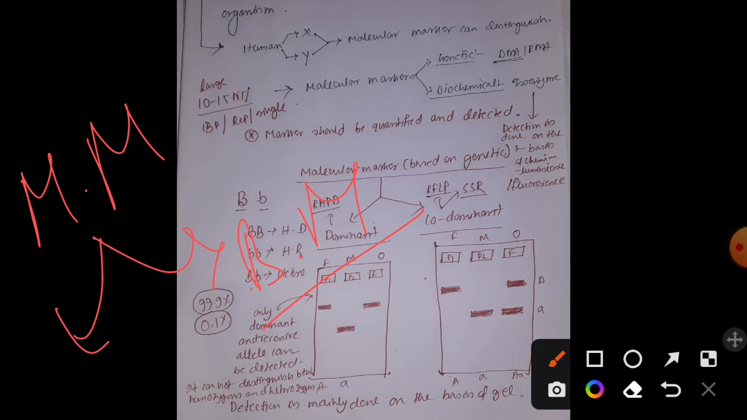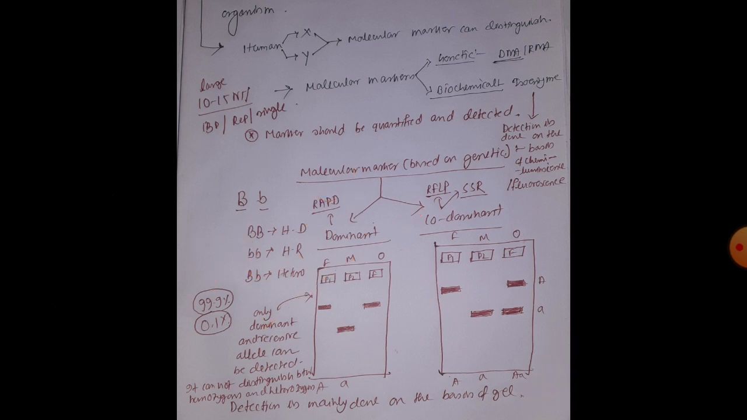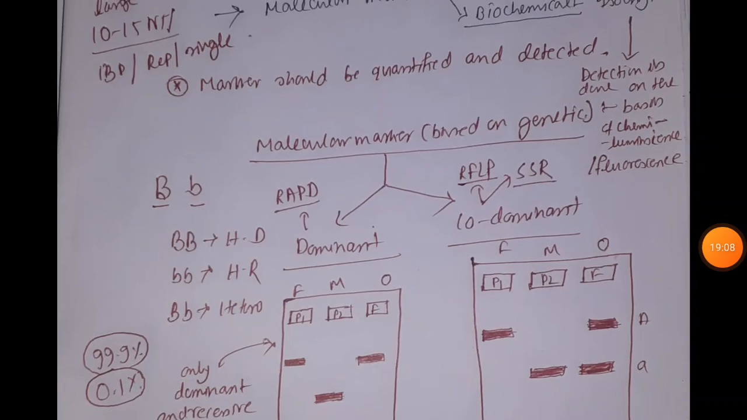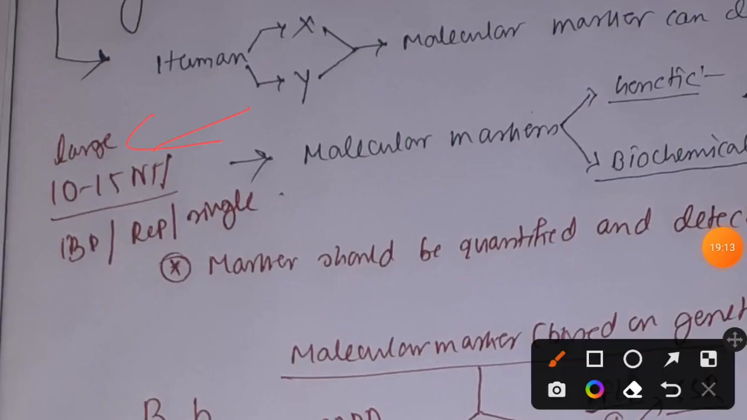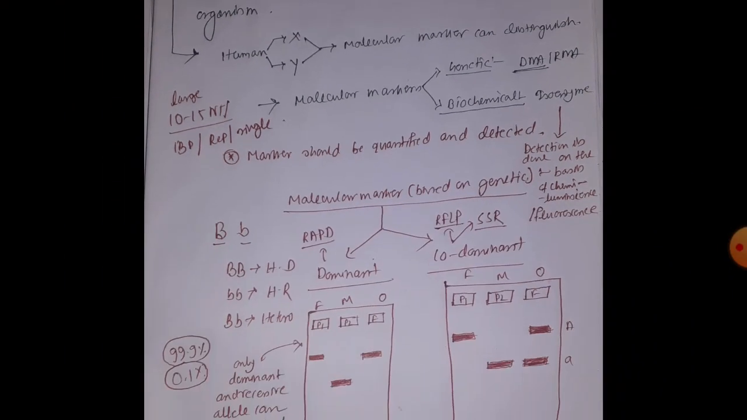Among them, DNA is the most important, and in DNA we have discussed that the sequence we are using can be a very large sequence, or a sequence having a difference of 10 to 15 nucleotides, or a single base pair change, or a repeating sequence, or a single base. Another important point is that the marker should be easily detectable and quantified.